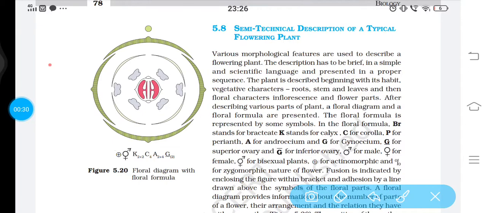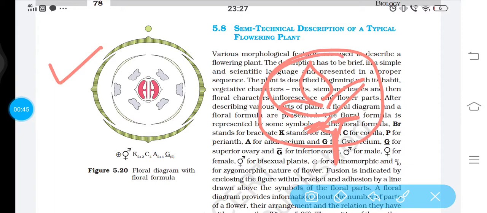Like here it is representing a floral diagram. Floral diagram means suppose you are having one flower which would be having petals, and below them the sepals, then this pedicel is there. The different parts of the flower are there, and how they are arranged over the flower is represented with the help of a floral diagram.